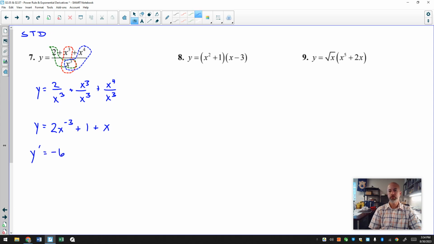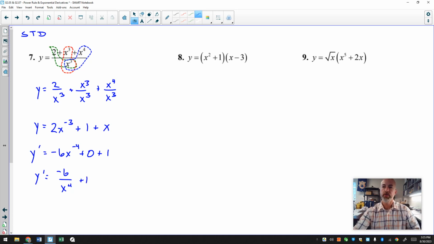Negative 3 times 2, x to the negative 3 minus 1 is negative 4. The derivative of 1, 1's a constant. The derivative of any constant is 0. And then the derivative of x would be 1. And again, if you want to rewrite that to make it a little bit cleaner, it'll be negative 6 over x to the fourth plus 1. And that's a more simplified version of the derivative for number 7.